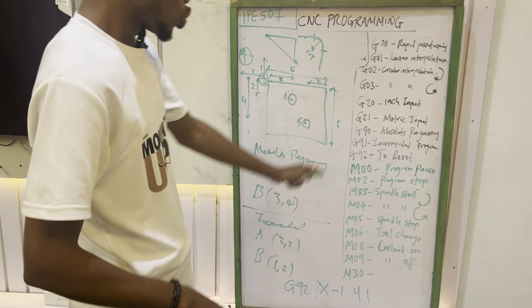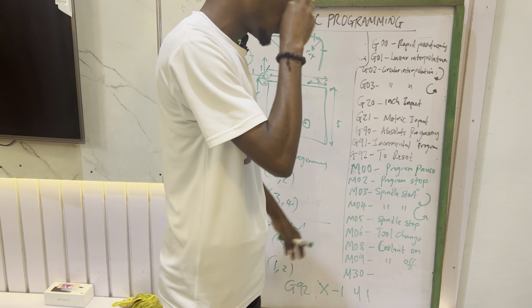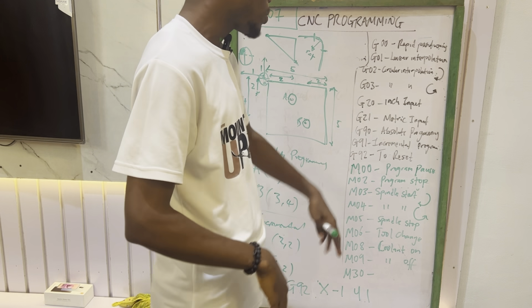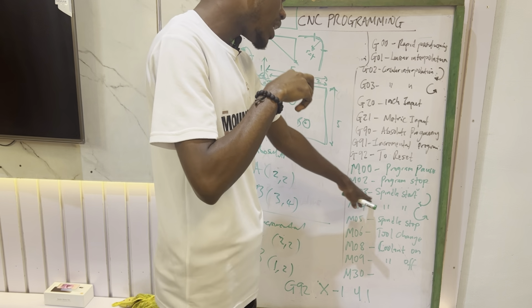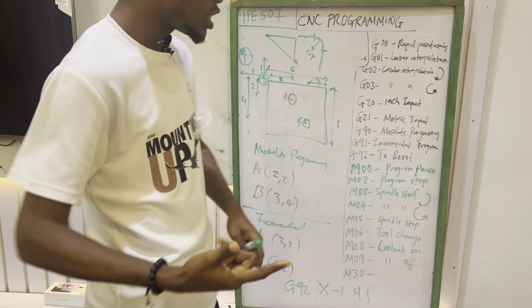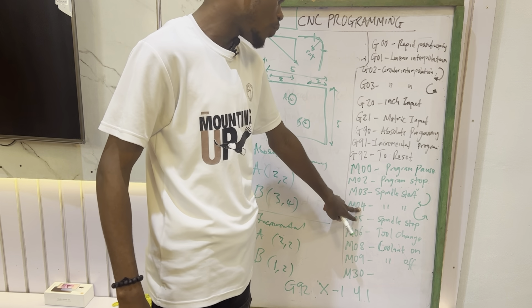So thank you. So moving forward, we are now moving to the M code. You know, M code is miscellaneous code. M00 is to pause the program, while your M02 is to stop. You want to stop the program. While M03 is your spindle start. You start the spindle. They are in two directions, either clockwise or anti-clockwise. For anti-clockwise, we use M04.